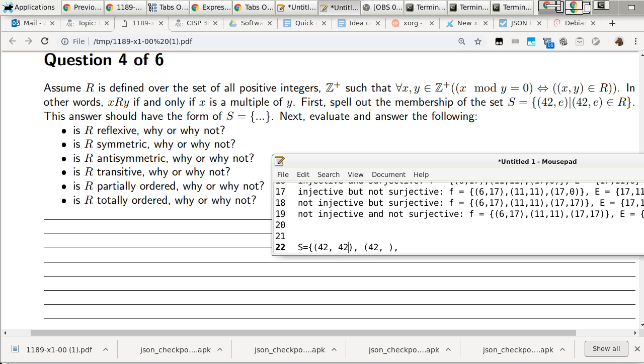The second thing is, I would start with 42. 42 is divisible by 42. 42 is divisible by 21. 42 is divisible by, what is the next one that makes sense? 14 maybe? I'm just going down in decreasing order. The next one down is going to be 7, I think. And then we have 6, and then we have 3, 2, and 1. That's it.